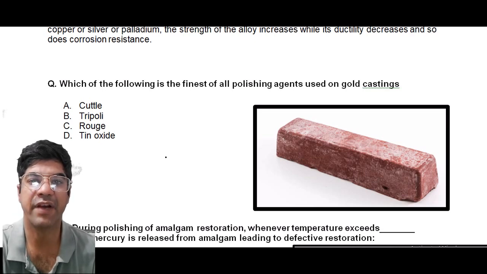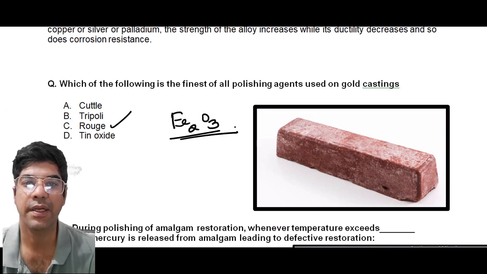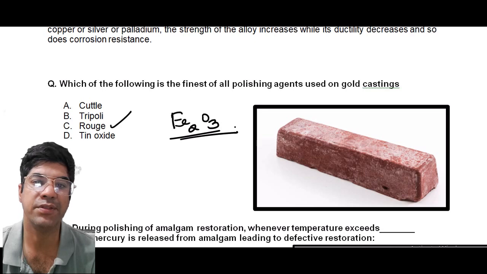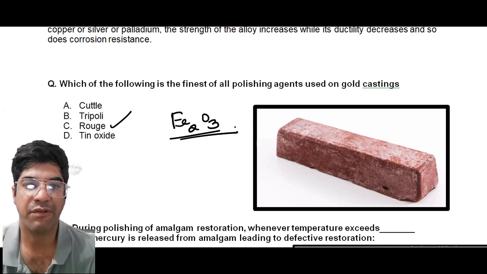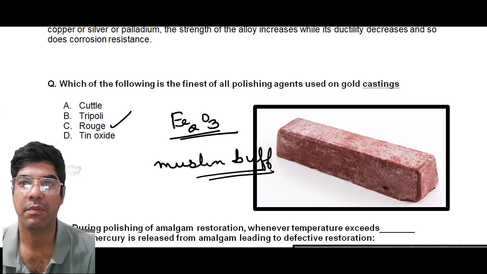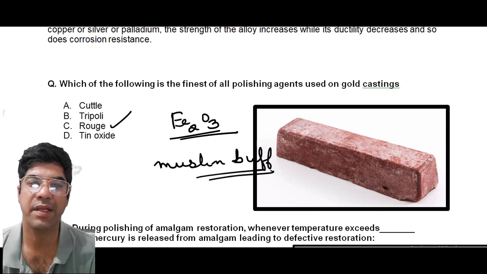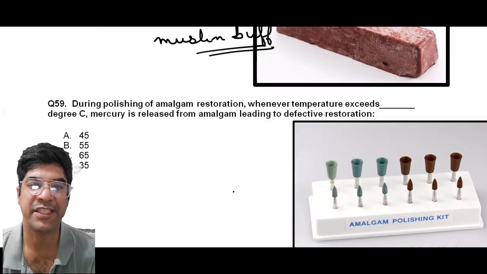Which of the following is the finest of all polishing agents used on gold casting? It's the rouge. Rouge is composed of iron oxide. It is one of the finest polishing agents that is used on the gold casting. It is commonly applied with a soft bristle brush or small muslin buff wheel to achieve a highly polished surface on gold dental casting. So the rouge is known for its smooth and shiny finish.